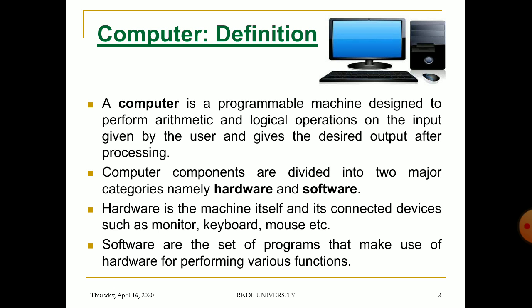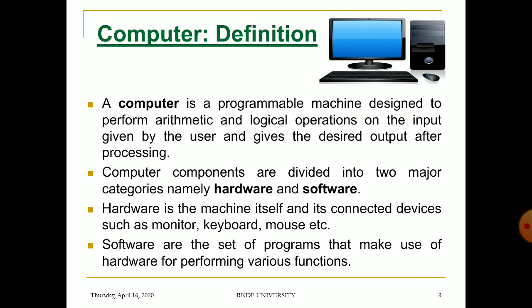So a computer is a programmable machine designed to perform arithmetic as well as logical operations on the input given by the user and gives the desired output after processing. Computer is basically an electronic machine which takes input from the user through different input devices, processes the data as per the user requirement, and then produces the result or the output through output devices.